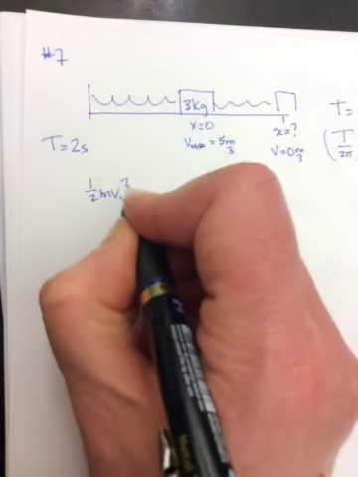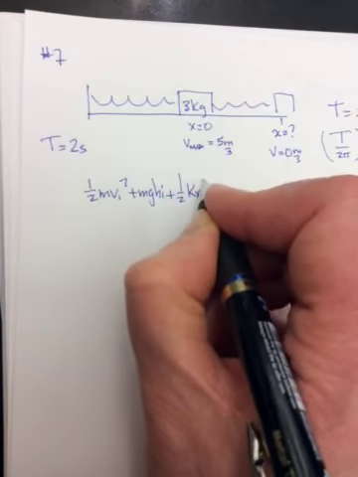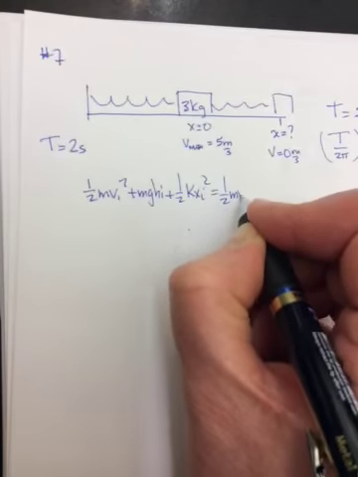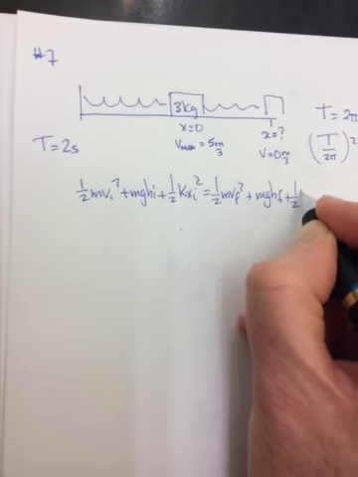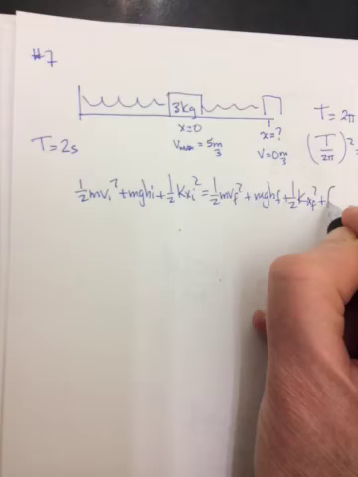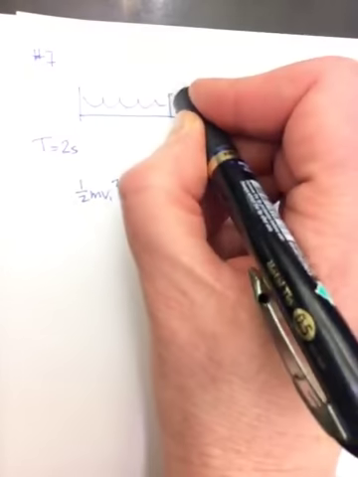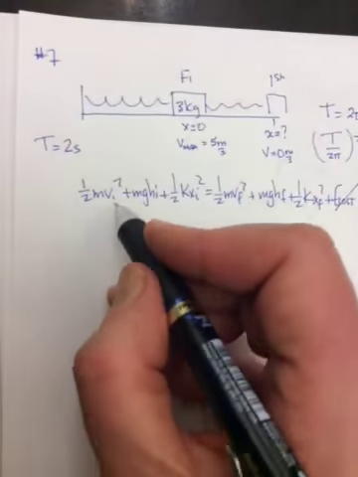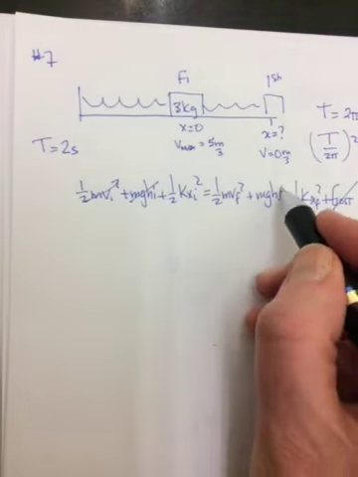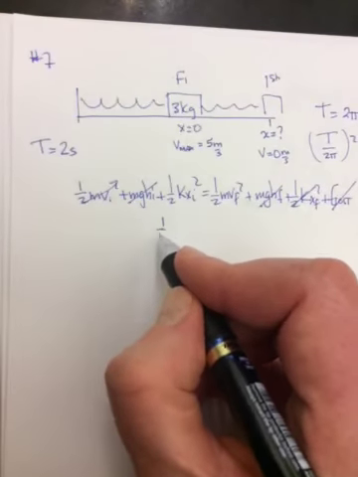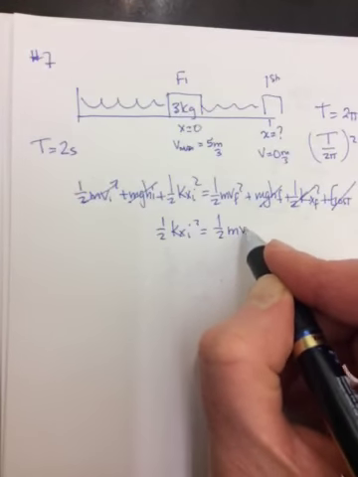So now we go to conservation of energy. 1/2 m v initial squared plus m g h initial plus 1/2 k x initial squared is equal to 1/2 m v final squared plus m g h final plus 1/2 k x final squared plus E lost. No E lost. If we call this our initial and this our final, initially then no speed, but no height, but it has an x. Finally has a speed, no height, no x.